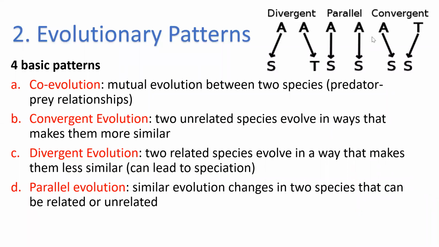Okay, so this is the second video. We're going to look at evolutionary patterns. Four basic patterns: co-evolution, mutual evolution between two species, predator-prey relationships are a good example of this. Convergent, which we see over here, two unrelated species evolve in similar ways. They converge. Divergent, we see over here, where two related species evolve in ways that makes them appear less similar. And there's parallel evolution, similar evolution changes in two species that can be related or unrelated.